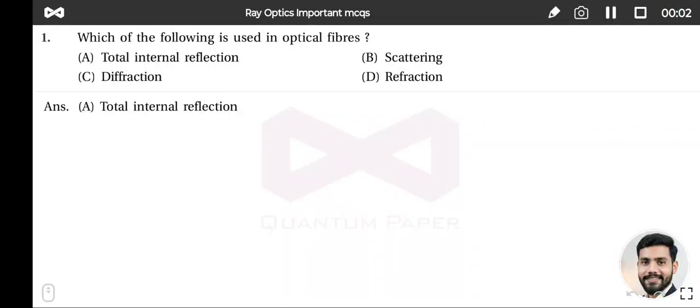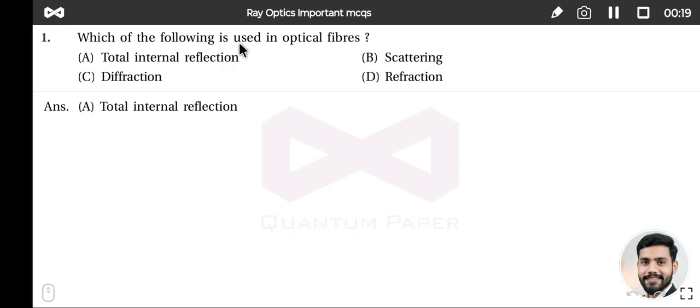Hello everyone. In this class we will discuss very important questions from ray optics which are already asked in many exams. So this is helpful for your competitive exams like NEET and all, and also useful for your school level exam. So look at the first question.